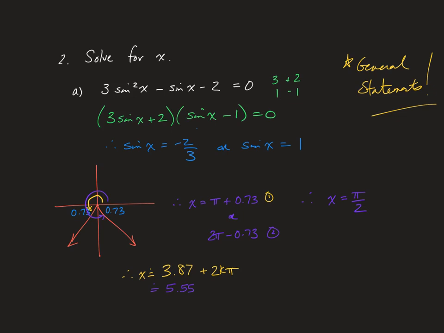I don't think you need me to draw on those arrows anymore, but we could get to that fourth quadrant of 5.55 rads and then rotate any number of full rotations in either direction, so therefore we could add on a 2k pi.